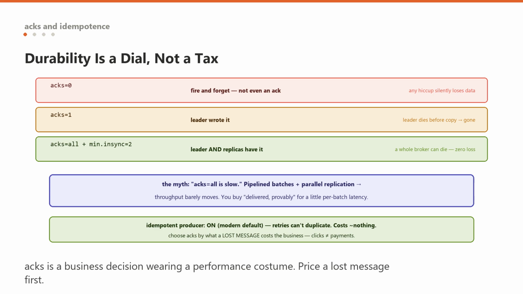And alongside this, turn on the idempotent producer. It is the default in modern Kafka. It stamps each batch with a sequence number so retries cannot create duplicates, and it costs essentially nothing. Exactly-once semantics starts here, for free. Choose your ACK level by asking what a lost message costs the business, then let the tuning follow the answer.